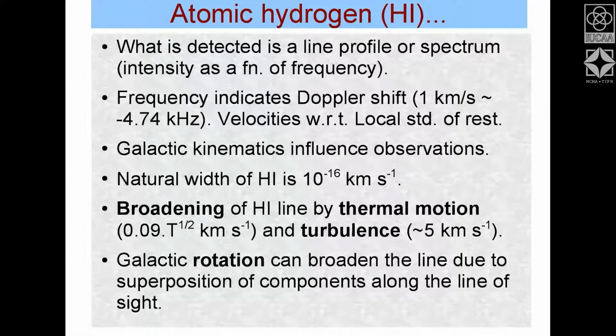The other thing which also happens, which we are not going to talk about at all today, is galactic rotation. That can also broaden the line due to superposition of components along the line of sight. So all these are important, and they can broaden the line.